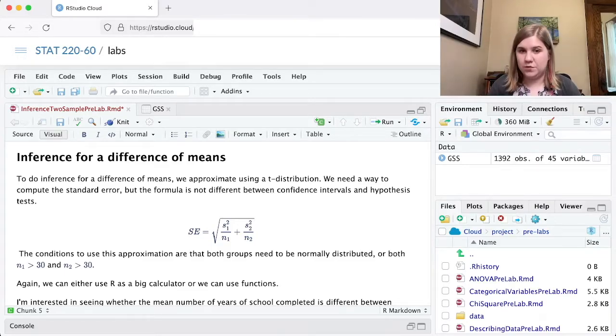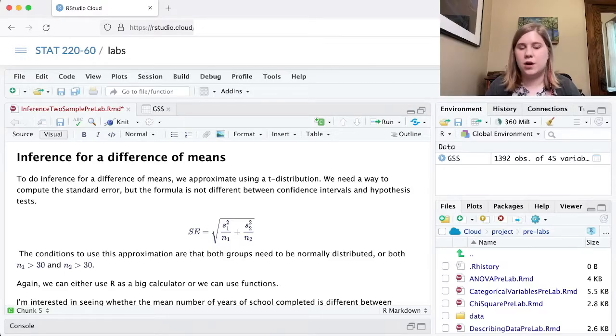And we need a formula for our standard error. The way to get the standard error is the square root of the standard deviation of group 1 squared over n1 plus the standard deviation of group 2 squared over n2. The conditions to use that approximation are that both groups need to be normally distributed, or both n1 needs to be greater than 30 and n2 needs to be greater than 30.